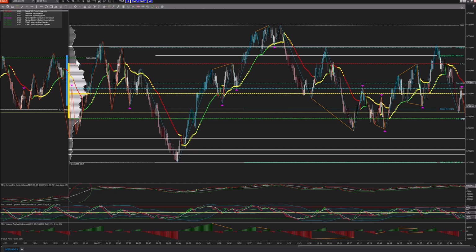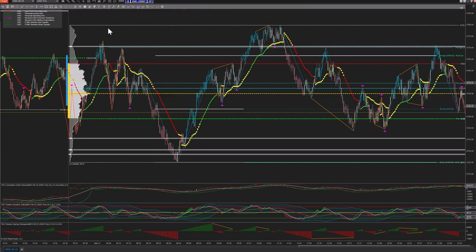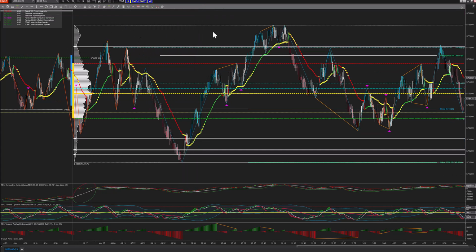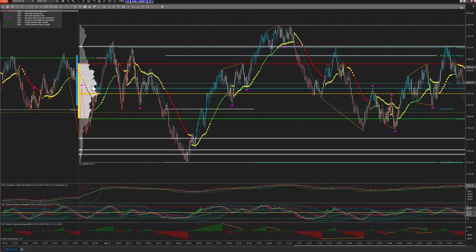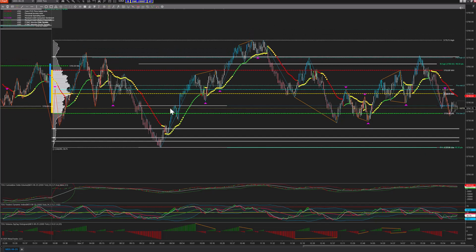Now here you'll note that rather than the higher time frame, I'm emphasizing the low volume nodes. Let me turn the SMC off here. Okay, there we go. So I've got everything off here. This is the full ETH session. This is today, Thursday.